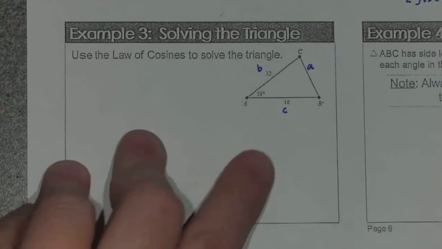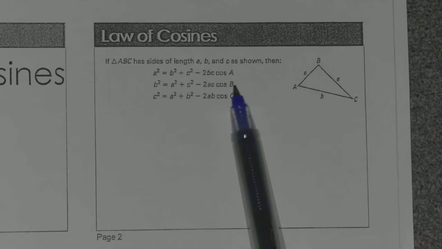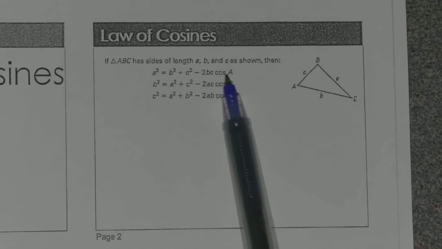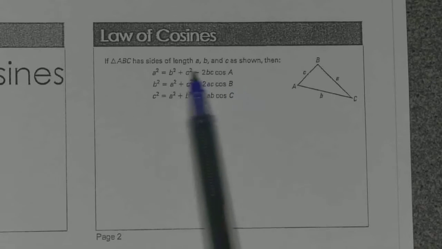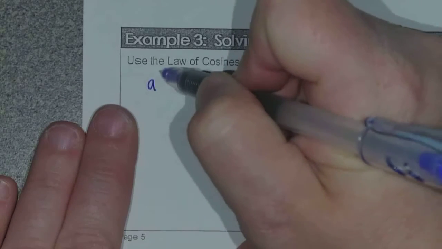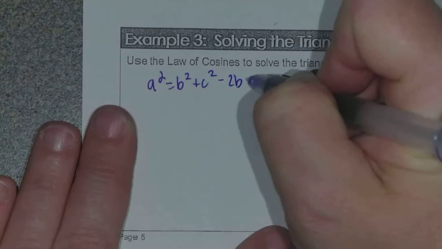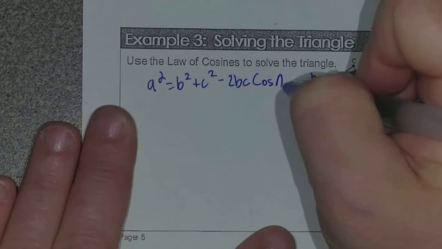So which of the three, let's come back up here and look. Which of the three am I going to use? I'm going to use the top one, right? Because I have angle A inside B and C. So I'm going to rewrite that down here so that we can use it. So I'm going to have A squared equals B squared plus C squared minus 2BC cosine of A.